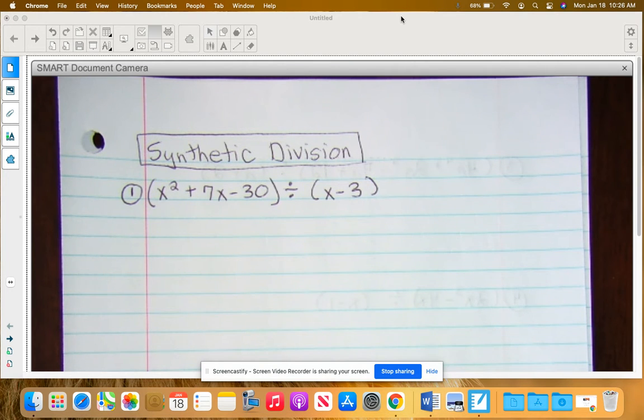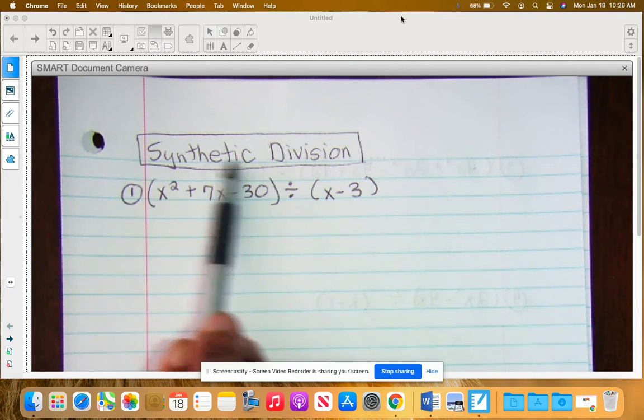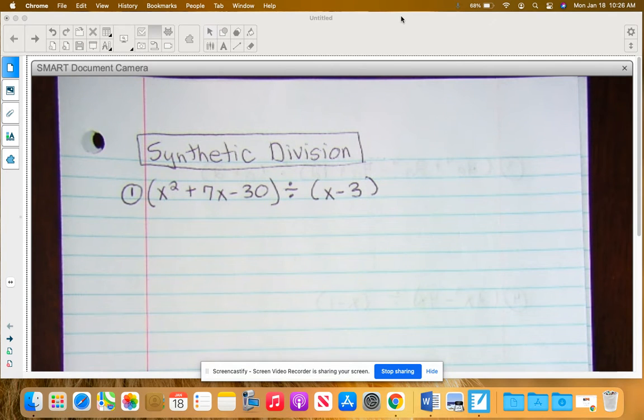Now the word synthetic means fake. So in a minute, when I go through and demonstrate how to do synthetic division, you'll see that there's actually no division in synthetic division. It's fake division. But it's going to give us the same answer that we got yesterday when I did polynomial long division. I'm actually going to start with some of the same problems that I did in yesterday's video to show you that we're going to get to the same answer.